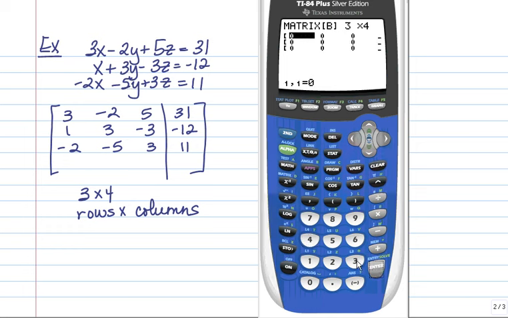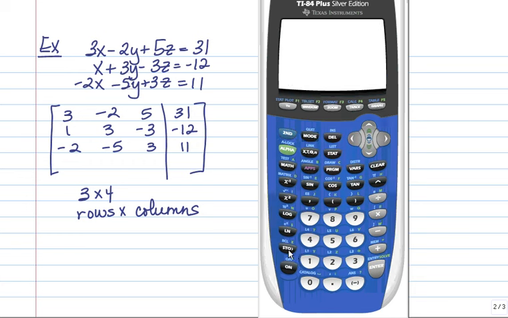The first entry we have is 3, and we enter all the entries in the row first. I'm just entering now the value 31. On my second row, I need to enter 1, 3, negative 3, negative 12. My third row is negative 2, negative 5, 3, and 11. Now I'm going to press second and mode to exit the edit mode of the matrix.